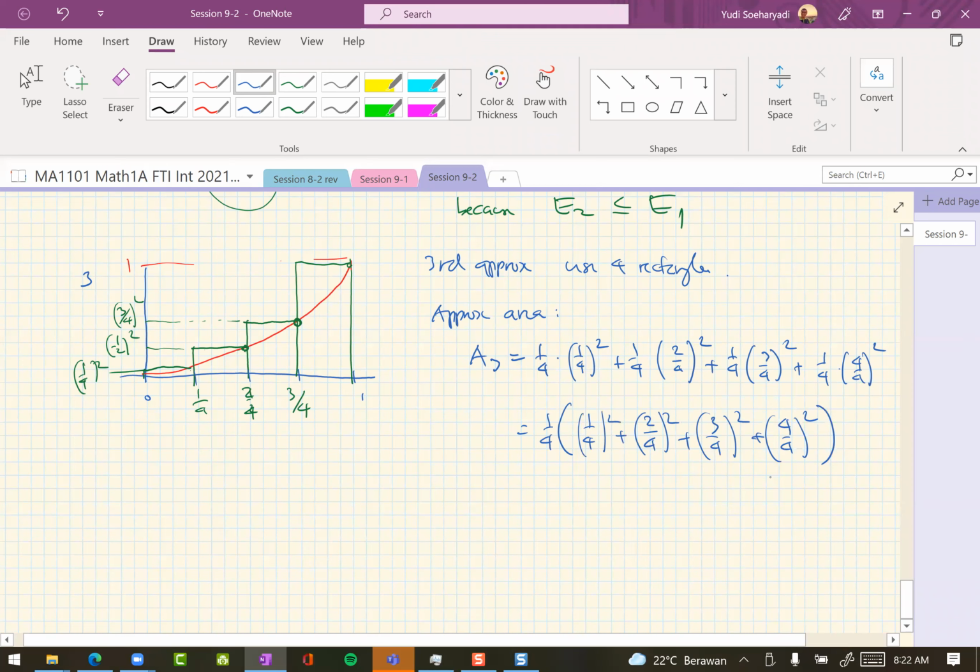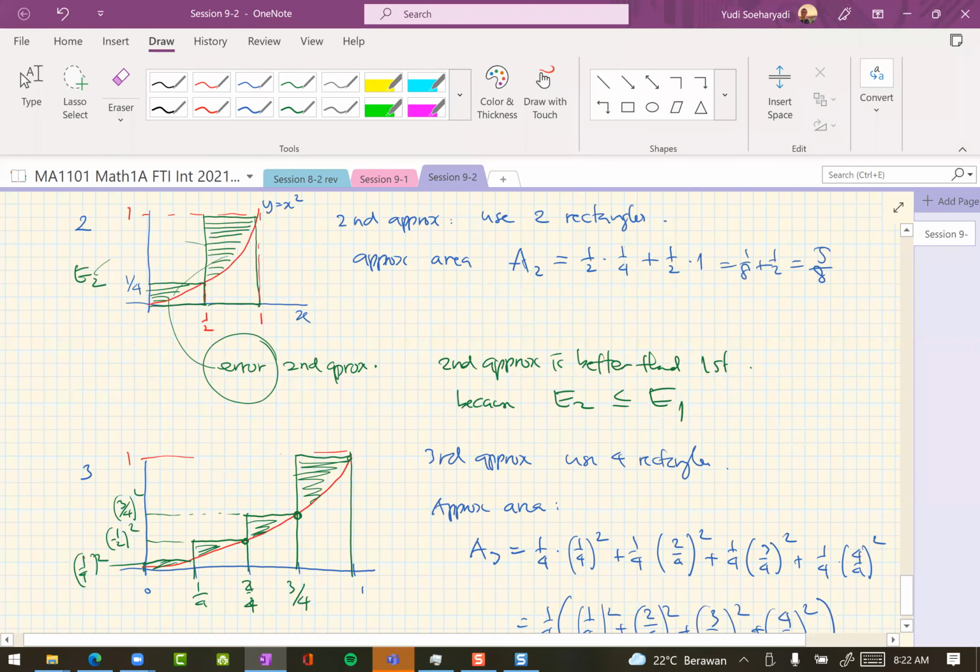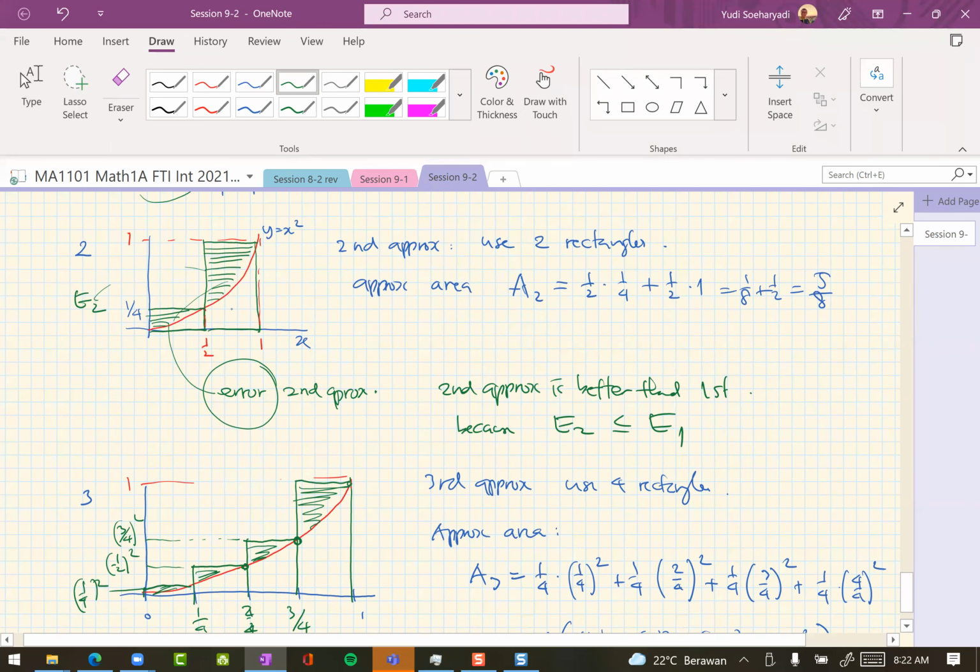Yeah. Okay, you compute this one. And think about what about the error? So this is the error. How would you compare the error 3 compared to error 2? Just from the picture. Okay, how do you compare that one?